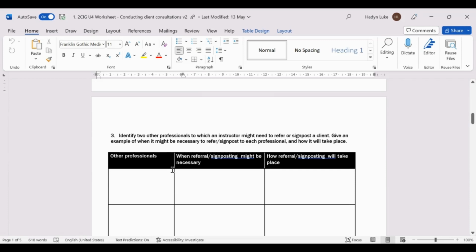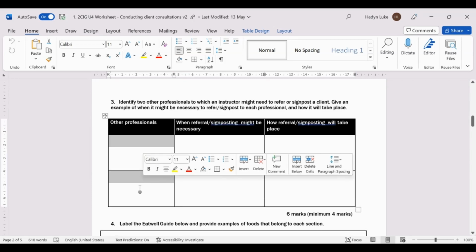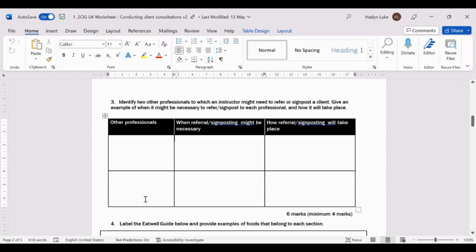Question 3, you need to identify 2 other professionals to which an instructor might need to refer or signpost a client. Give an example of when it might be necessary and how it will take place. So in the first column, say who you might refer a person to, whether it's a GP, for example, or somebody else for your second option. When you may do it, so it might be that during a consultation your client says A, B, or C, or it could be during a session when your client says A, B, or C. And then how will it be done? There should be some reference to things such as confidentiality, data protection, professionalism, and consent would be a big one as well.